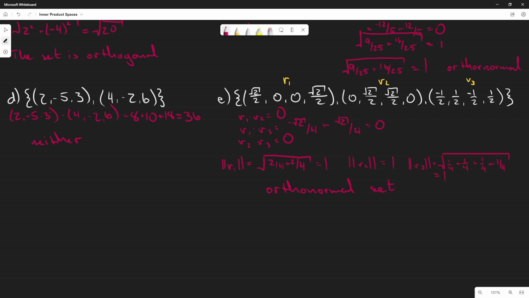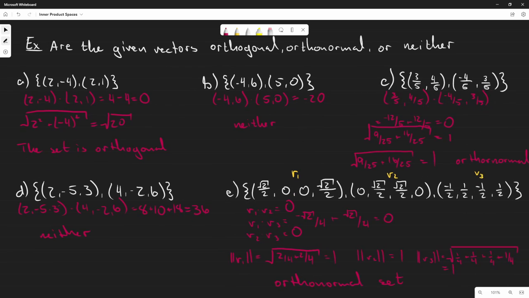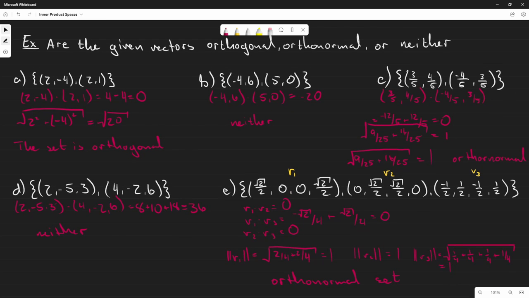And yeah, that pretty much concludes this first example. These are relatively simple. All you have to do is check their dot product and find their magnitude. The only thing you really need to be careful on is the difference between orthogonal and orthonormal. For some reason, the first 5 letters are the exact same thing. So, keep your eyes on that.